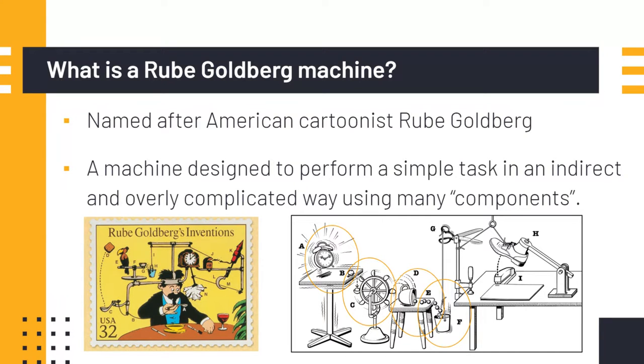It was named after American cartoonist Rube Goldberg, and it is a machine designed to perform a simple task in an indirect and overly complicated way using many components. So for example, in the bottom right picture, the simple task is stapling a piece of paper, and you're doing all of these indirect steps to try to make the paper get stapled using the shoe.